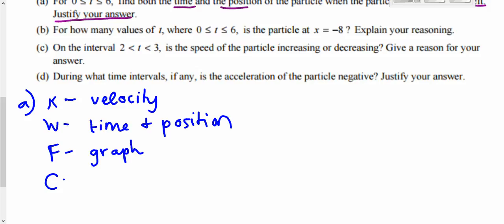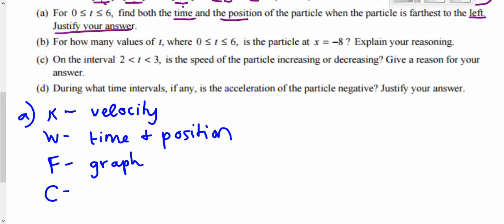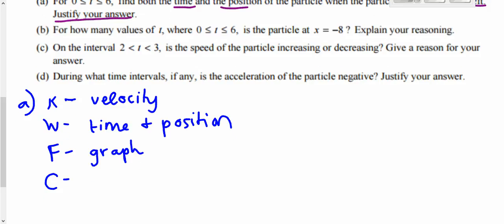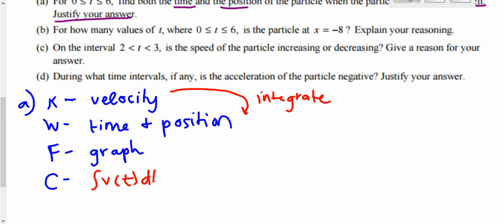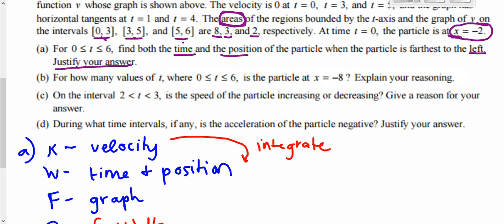Let's think about our calculus step. So we got to kind of think about our velocity and position and all that. Well, if we want to go from velocity to position, well, that means we need to integrate. So we need to integrate the velocity. So that's our calculus step. We are integrating. But if we want to get something definitive, we're going to have to figure out a definite integral. Well, it says farthest to the left. So that kind of gives us a clue.